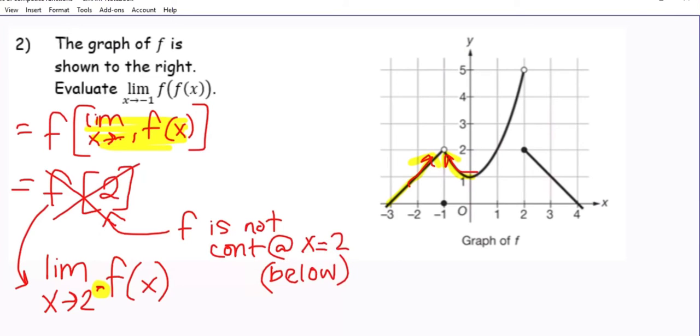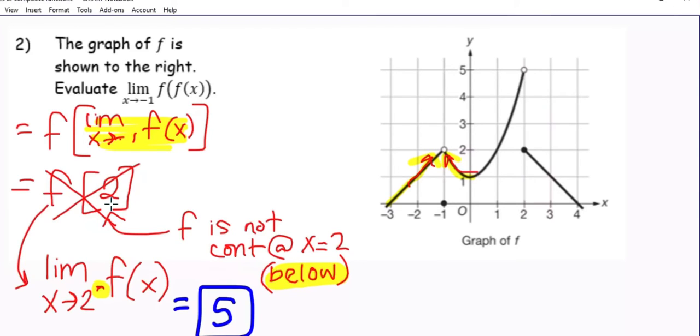And so let's try to evaluate our new problem here. Below means it's going to be left. And so if I'm looking for now the limit as x approaches 2 coming from the left. Well, here's 2. Coming from the left, I am up at 5. So my answer is going to be 5. So this limit law that I showed only works if f of that value is continuous, or if the function f is continuous at that value, and it's not.